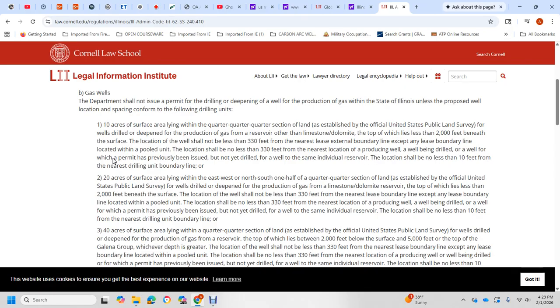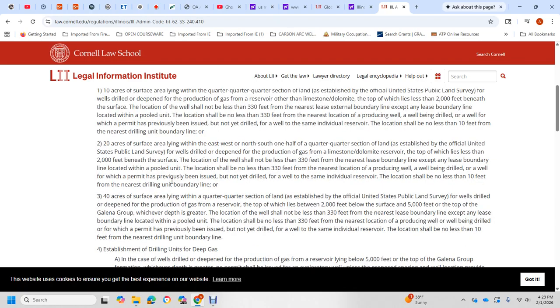Same individual reservoir, with the location not less than 10 feet from the nearest drilling unit boundary line. 20 acres surface area lying east and west and north of the south 1/2 of the quarter section of land established with the official United States public land survey. The wells drilled deepest in production over the oil gas line, stone and dolomite reservoir over the top of the formation within 2,000 feet beneath the surface. The location of the well should not be less than 330 feet from the boundary line, except the lease boundary line located within the pool unit, location not less than 330 feet from the location of the producing well being drilled, or the well for which a permit was previously issued but not yet drilled. Same individual reservoir location would not be within 10 feet of the nearest drilling unit boundary line.